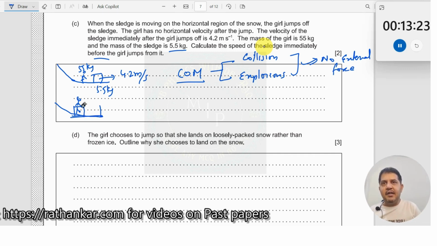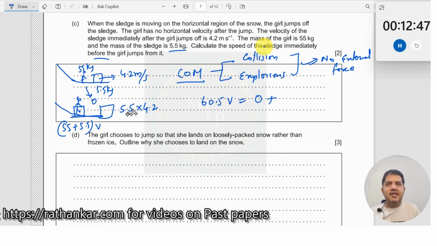Now here, what is happening over here? What is the total mass of the girl along with the sledge? It is 55 plus 5.5. Both of them are moving with a velocity v. Now after the jump, what is the velocity of the sledge? Velocity of the sledge alone is 4.2, mass of this 5.5. So momentum here is 5.5 multiplied by 4.2. And what is the momentum of the girl? Momentum of the girl is 0. So therefore we can equate: 55 plus 5.5, which is 60.5, times v should be equal to momentum of the girl, which is 0, plus momentum of the sledge alone after the explosion, 5.5 into 4.2. Find the value of v.